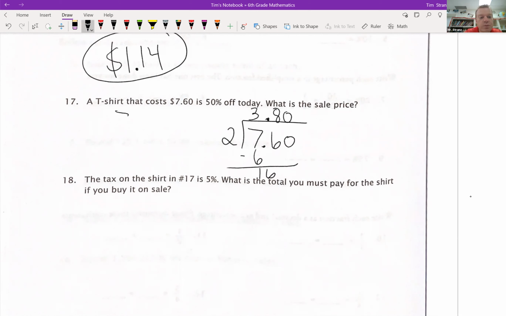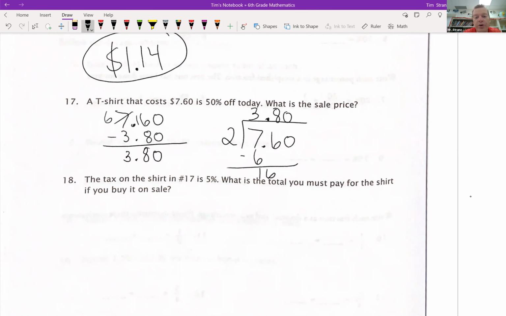So the sales price would be our $7.60 minus our $3.80. Okay, need to borrow, so I'm going to go all the way over here, borrow 1 from the 7, which would make this a 6. This becomes 16. Okay, 16 minus 8 would be 8. My 0 stays over here. 6 minus 3 would be 3.